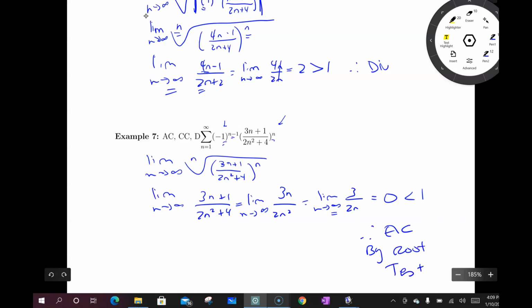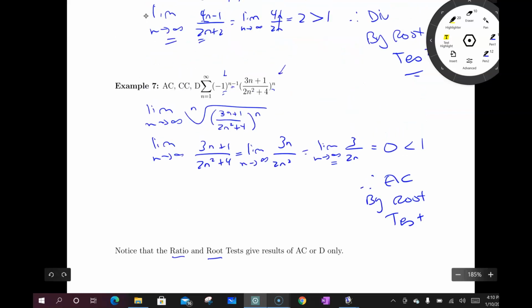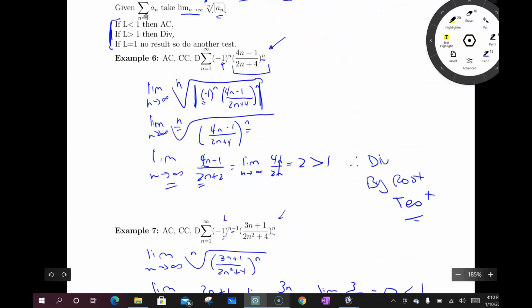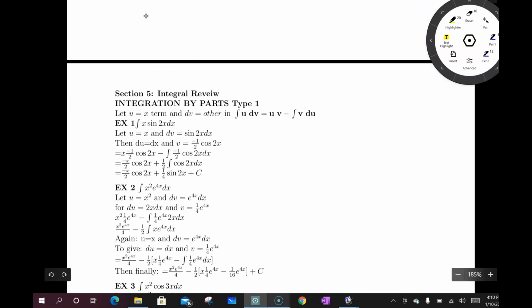And I forgot, I should be saying by the root test, saying what test it is that I have a conclusion for. Okay, so these ratio and root tests, they're very similar in that their results are the same, right? We're talking about L's being less than 1 or greater than 1. You only get absolute convergence or divergence from these two tests.